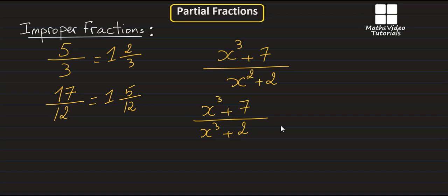So let's recap. For the algebraic fractions, if the numerator index is equal to or greater than the index of the denominator, then that algebraic fraction is considered to be an improper algebraic fraction. Now, let's see how we can turn improper algebraic fractions into their partial fractions.